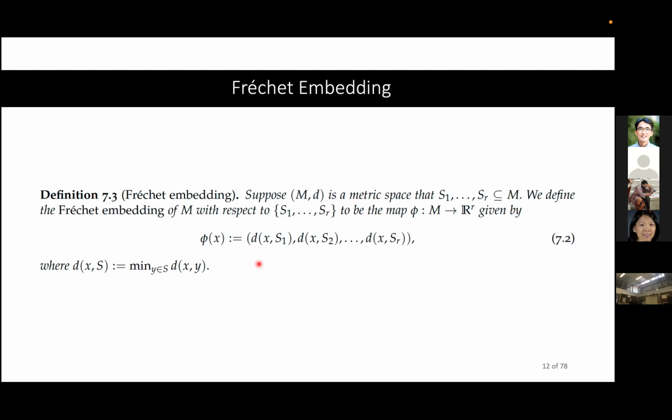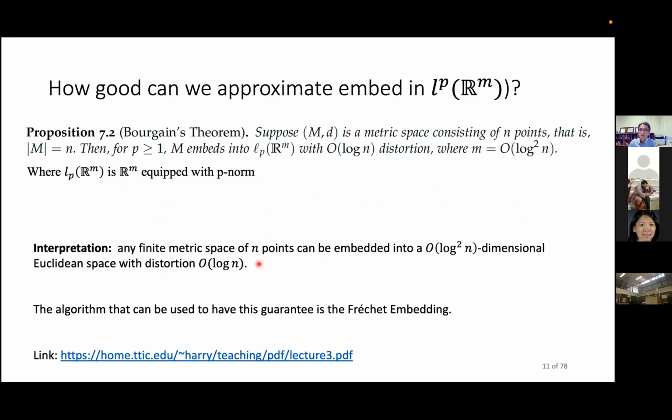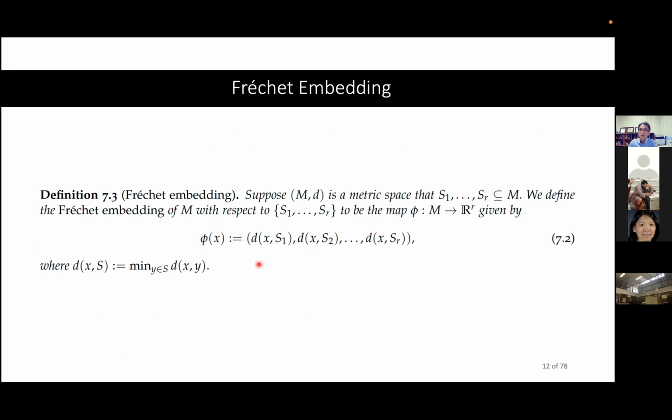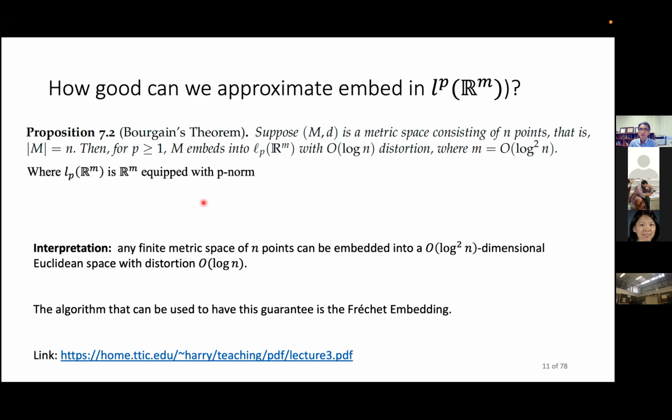Hold on. What are the two theorems? The first theorem, I think I got it. What is the second theorem? Oh, sorry, it's not a theorem, it's a definition. So what is the relationship of the Fréchet embedding to Bourgain's theorem? There is no relationship, other than that this definition is used in the proof of this theorem. It's a definition that was constructed to prove this. So what does it mean? I still don't understand what it means.